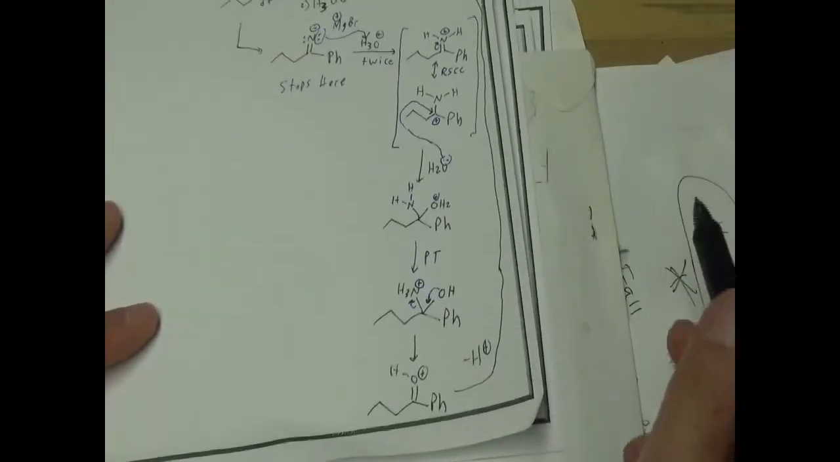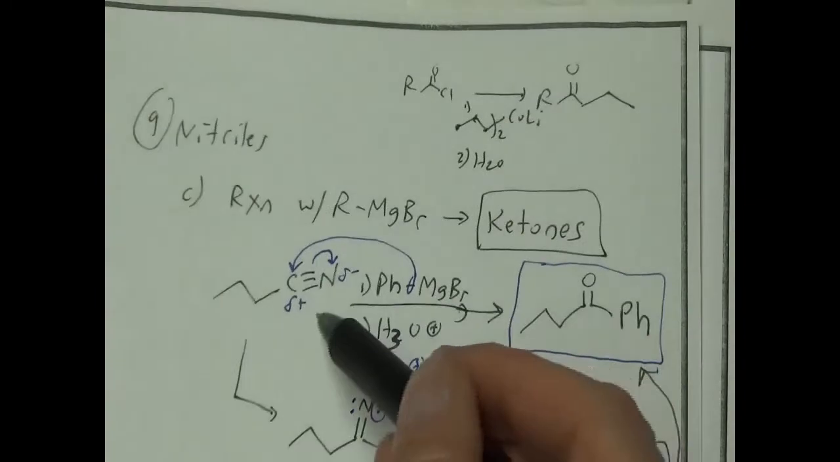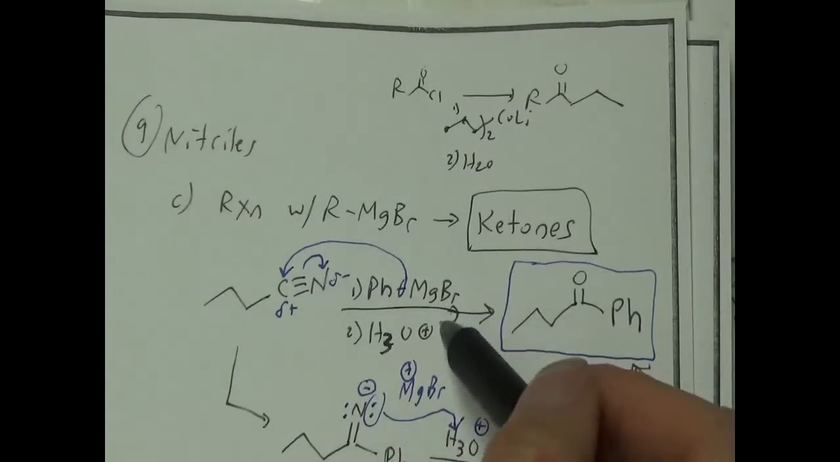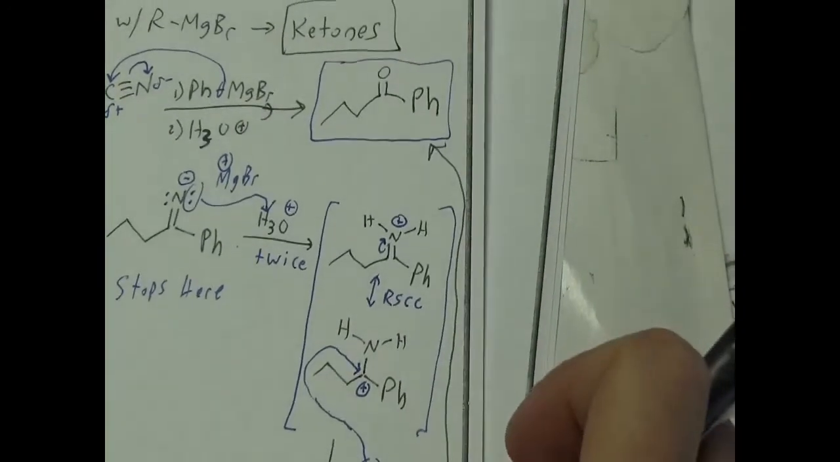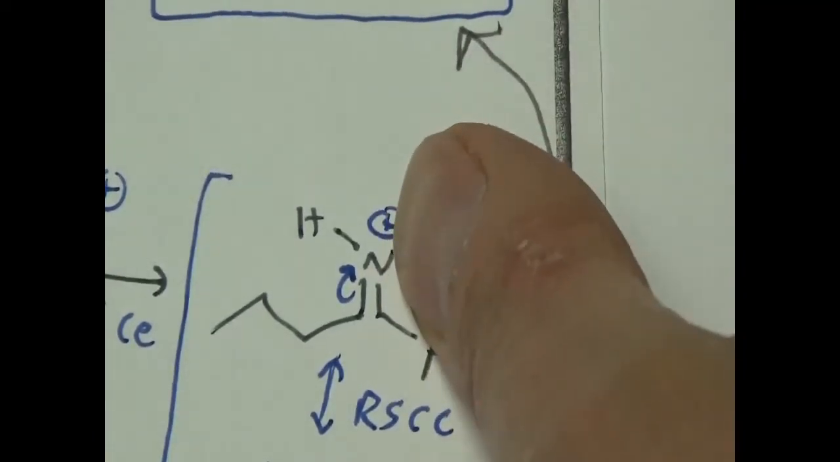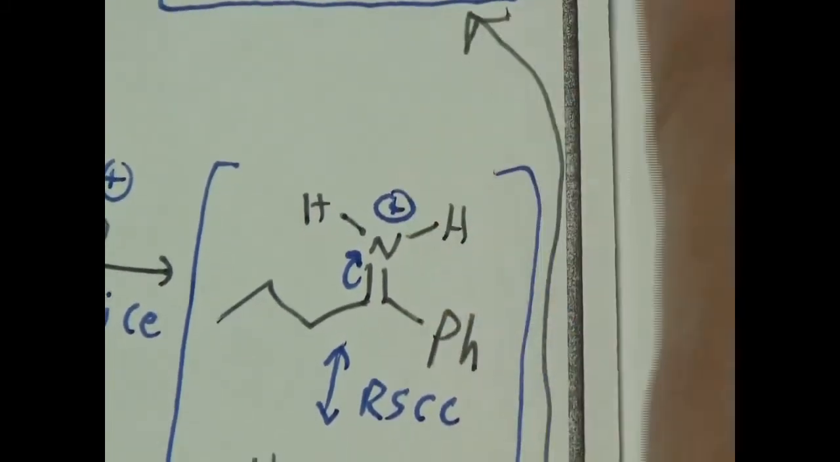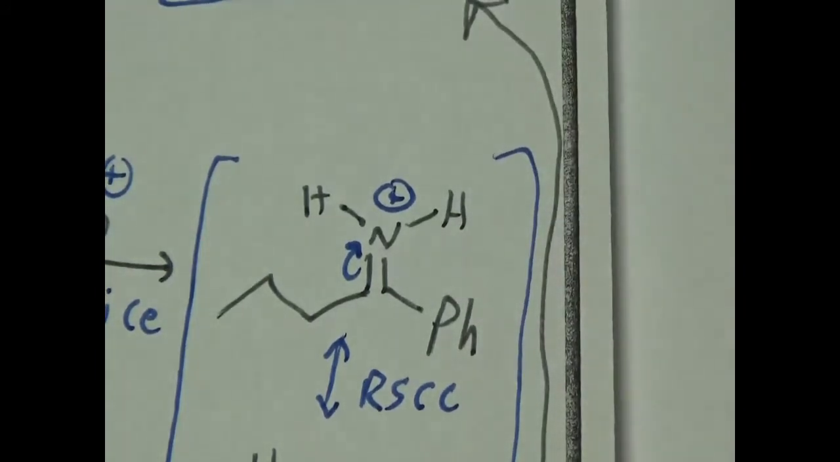Okay, so that's how a nitrile reacts with a Grignard to make a ketone. Is there a name for this thing? There's a name for that. If you just have a C double bond N, it's called what? C double bond Ns are called imines, right? But if you have a positively charged imine, it's called an iminium.